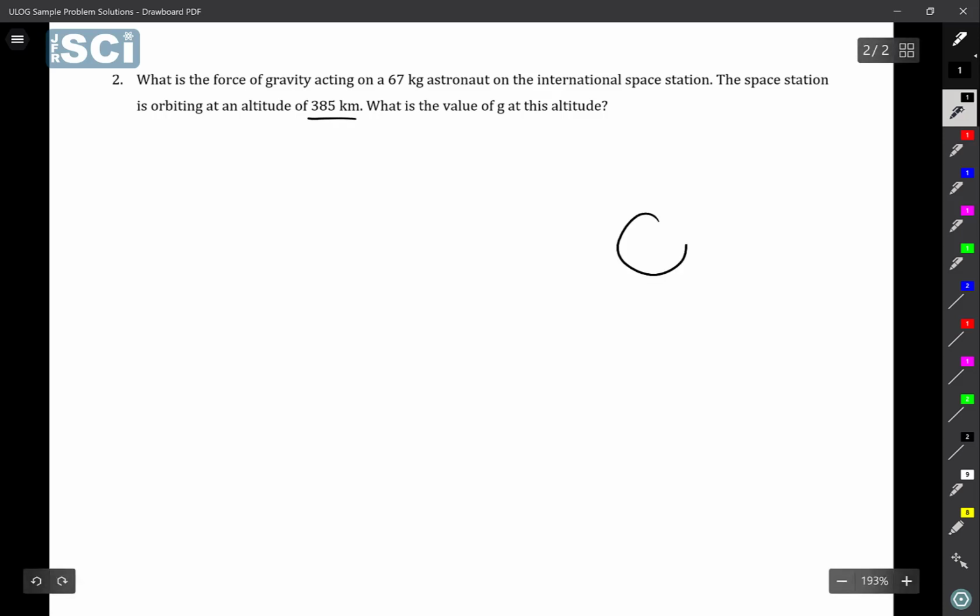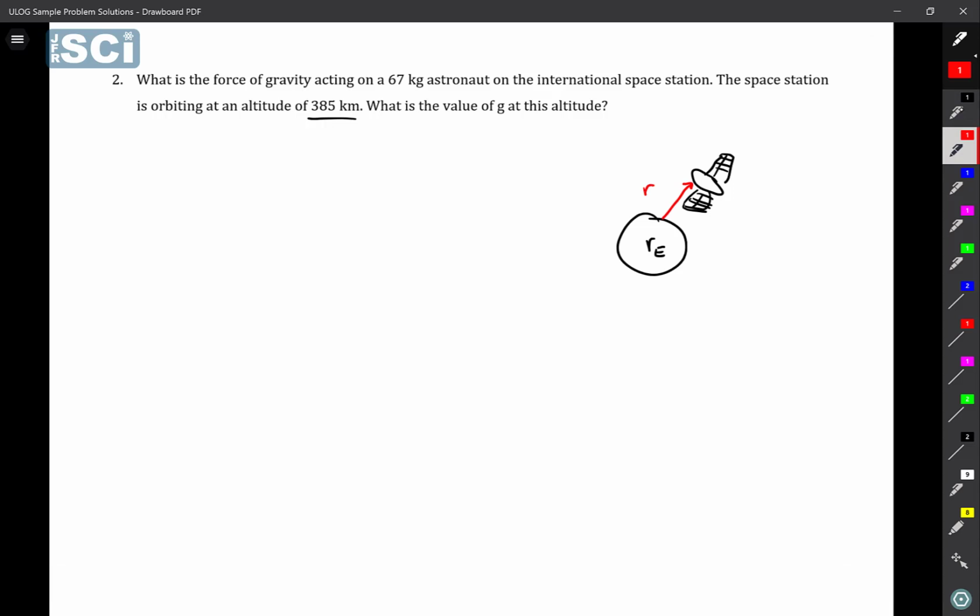So drawing a little picture of what we have here, we have RE, the radius of Earth, and then we have the International Space Station. I'll just draw as best as I can what a space station would look like. So that's pretty good. We do have that the radius, we'll call that R orbit. We know that our orbit is 385 kilometers, sorry about that.